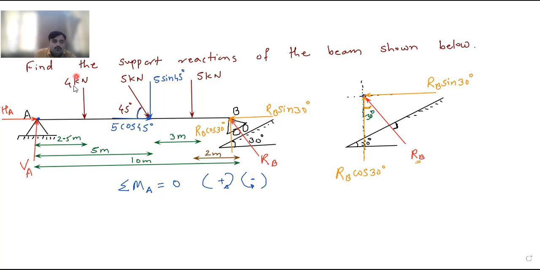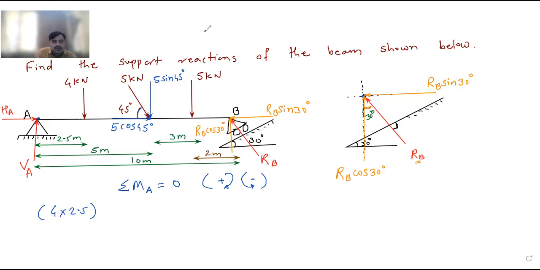Now this force, 4 kilonewton force. What is the distance? Distance is 2.5 meter, because we are taking the moment at point A, so we should calculate all the distances from point A. So its moment will be 4 into 2.5. Now you can see this force is moving down. So if you rotate it about the point A, it is in clockwise direction. So it is positive.